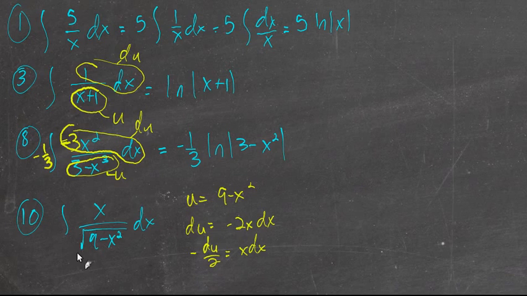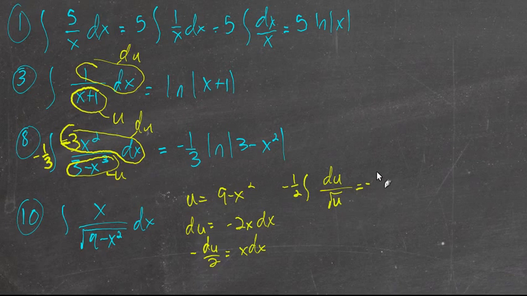So now this indefinite integral becomes negative 1/2 du. We'll put the negative 1/2 out here, du, over the square root of u. And this is not the log rule. This is simply the power rule.